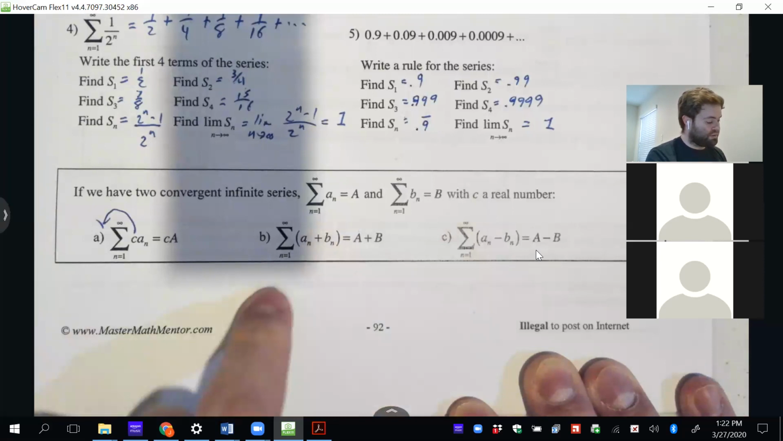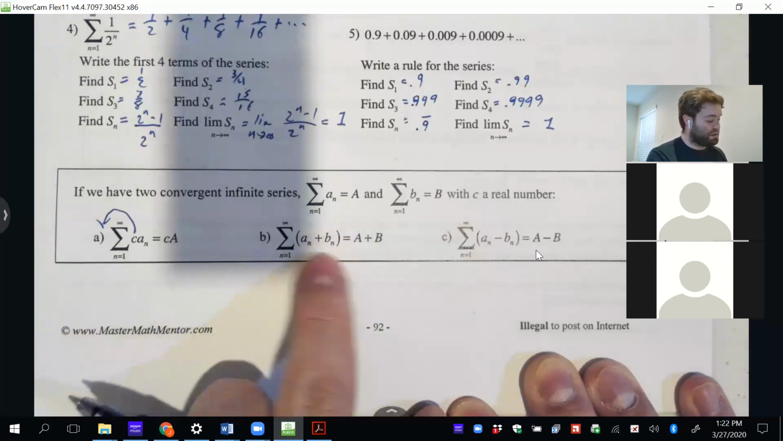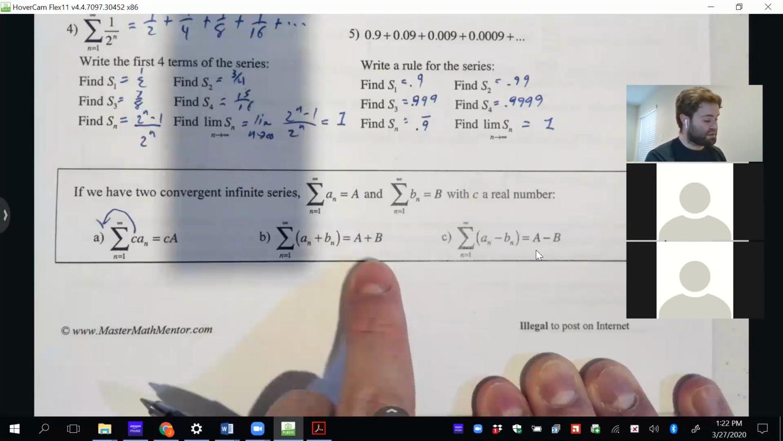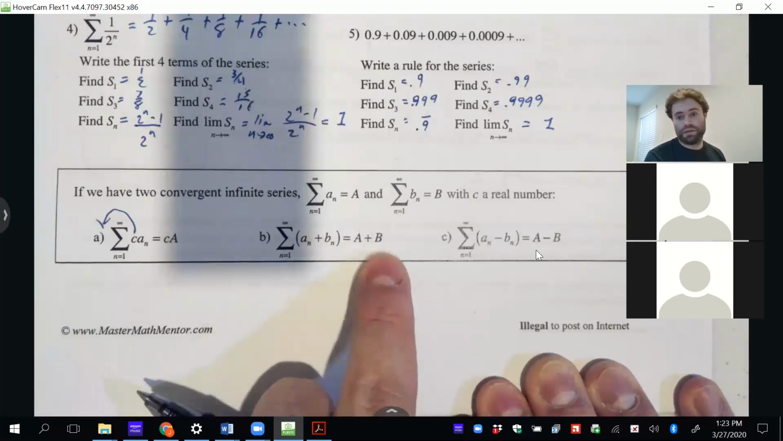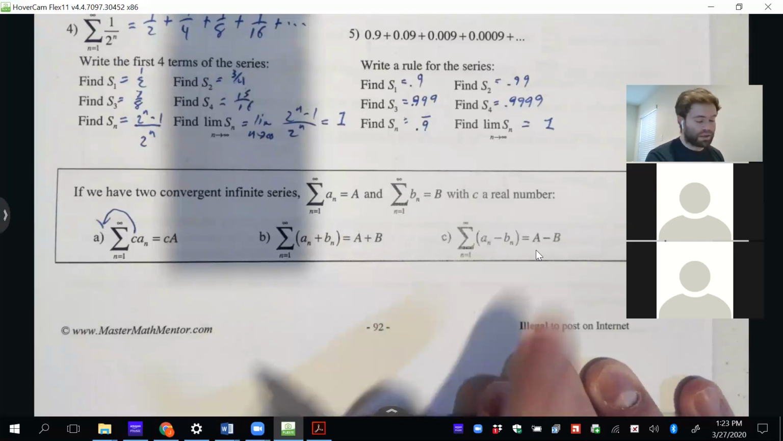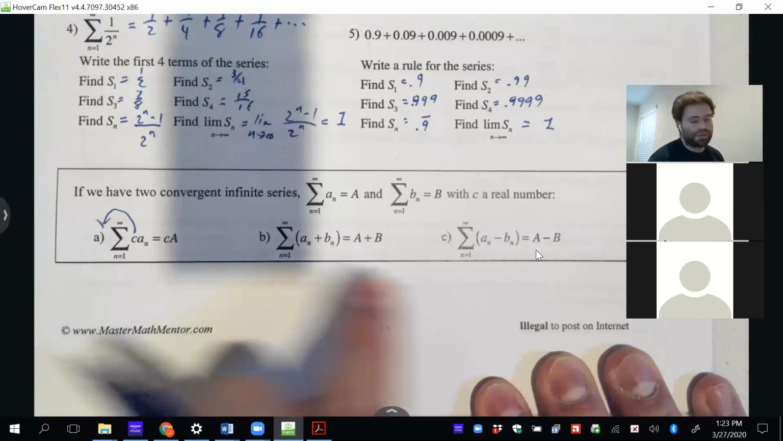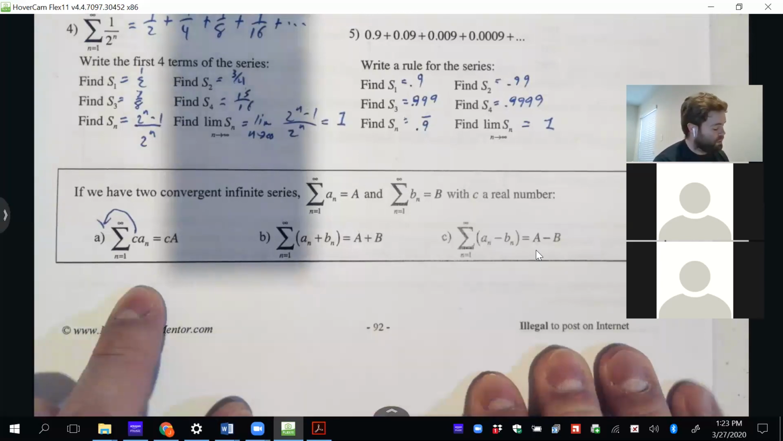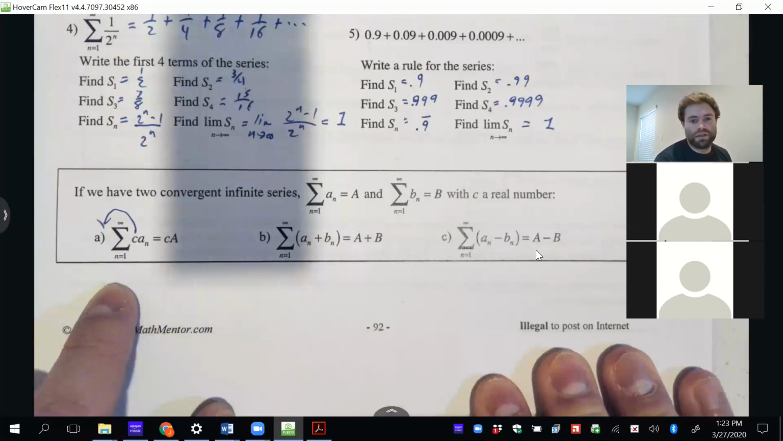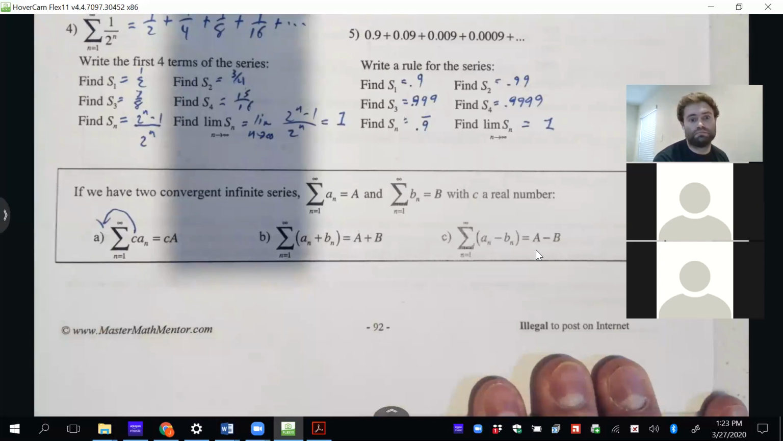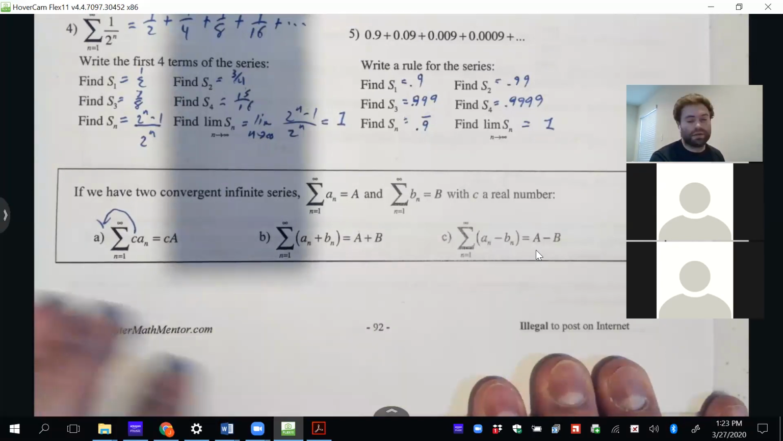And then the summation of adding two sequences can just be split up. It would equal whatever the summation of a is plus whatever the summation of b is. And then the same thing works with subtraction. All three of these rules are very similar to three rules we've talked about before when we were talking about integrals. Because what is an integral? An integral is just an infinite sum. So if we can apply these things with an integral, we can apply them here with a summation as well.